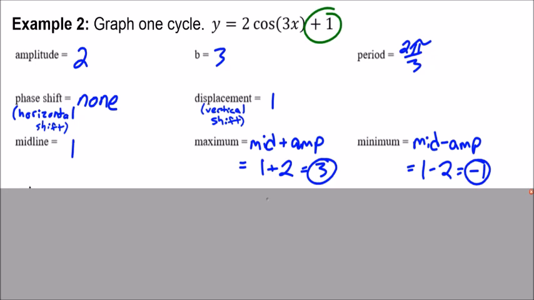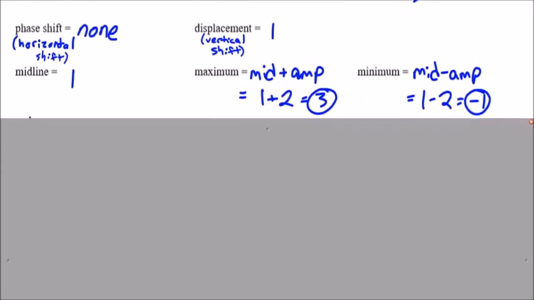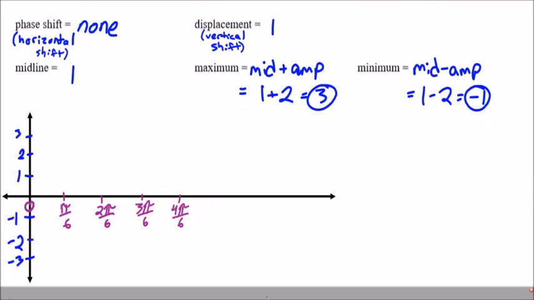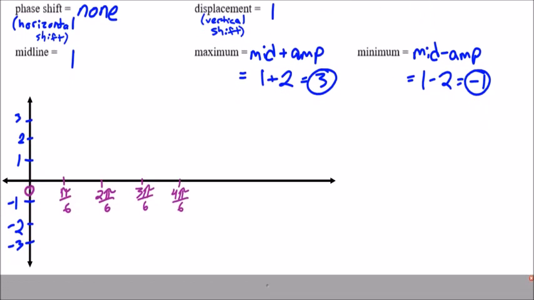The minimum, the lowest point, if there was no displacement, it would be negative 2. However, we're shifting this cosine wave up 1 unit. So that would place our minimum at negative 1. Or you could just calculate midline minus the amplitude. 1 minus 2 is negative 1. So that's all the initial information we need to do. So let's start graphing this thing.